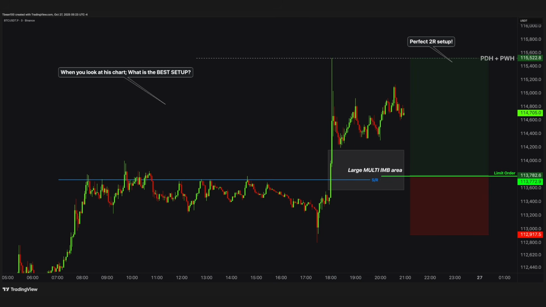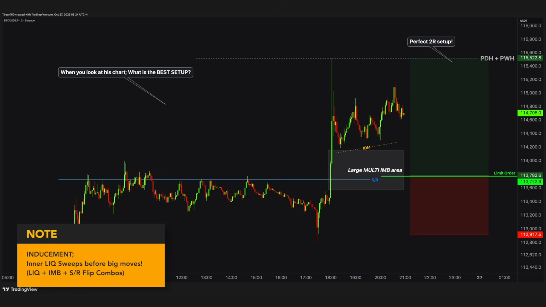Price has rejected this level several times in the past, showing that it's a really reactive area. Finally, take a look at this inner liquidity level right here. This is what we call inducement. Inducement is basically the fuel behind the price before it makes a big move.